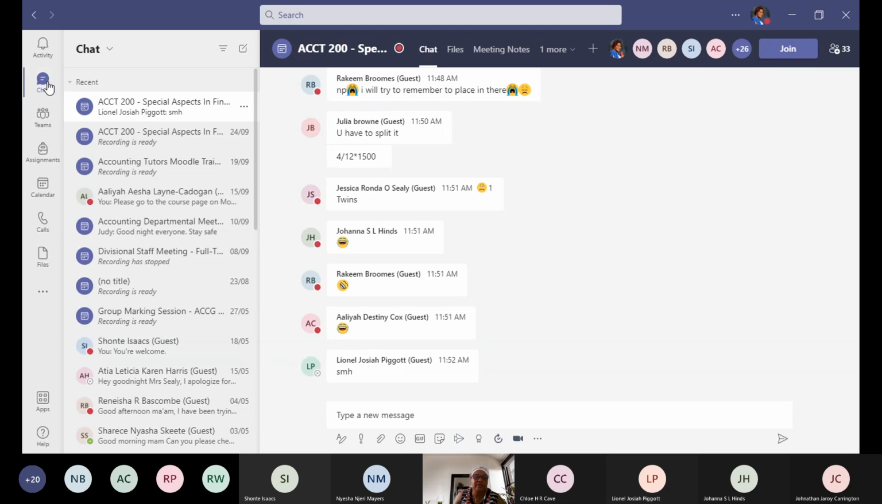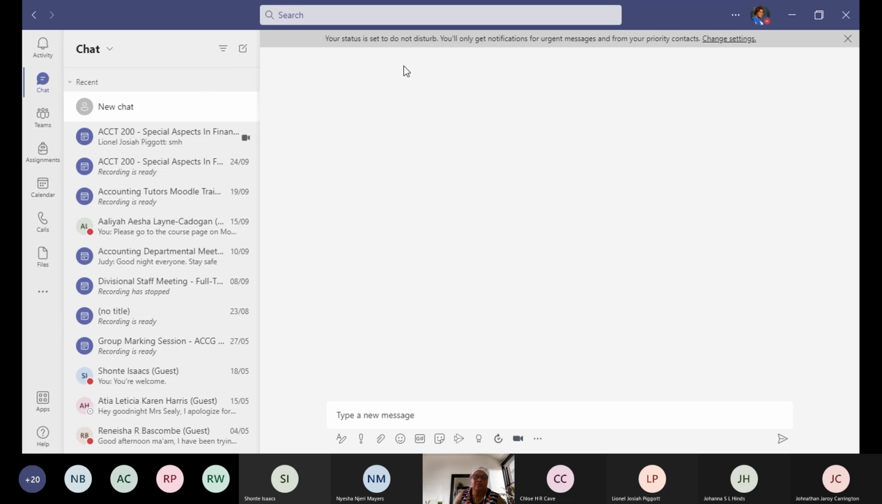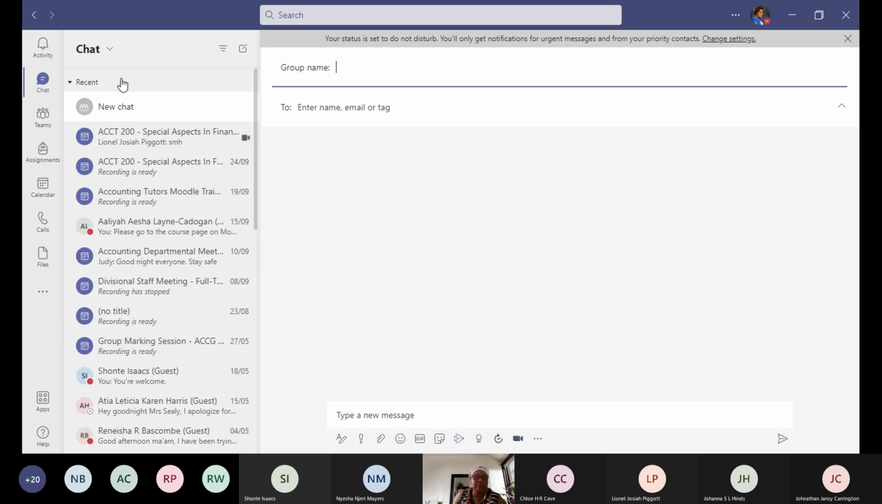when you click on the chat, here where it says new chat, you could hit new chat and enter the names of the people that you want to chat with, and call them into the chat with you. When you go into the chat, there's something called meet now, and all of you can meet now inside Teams.